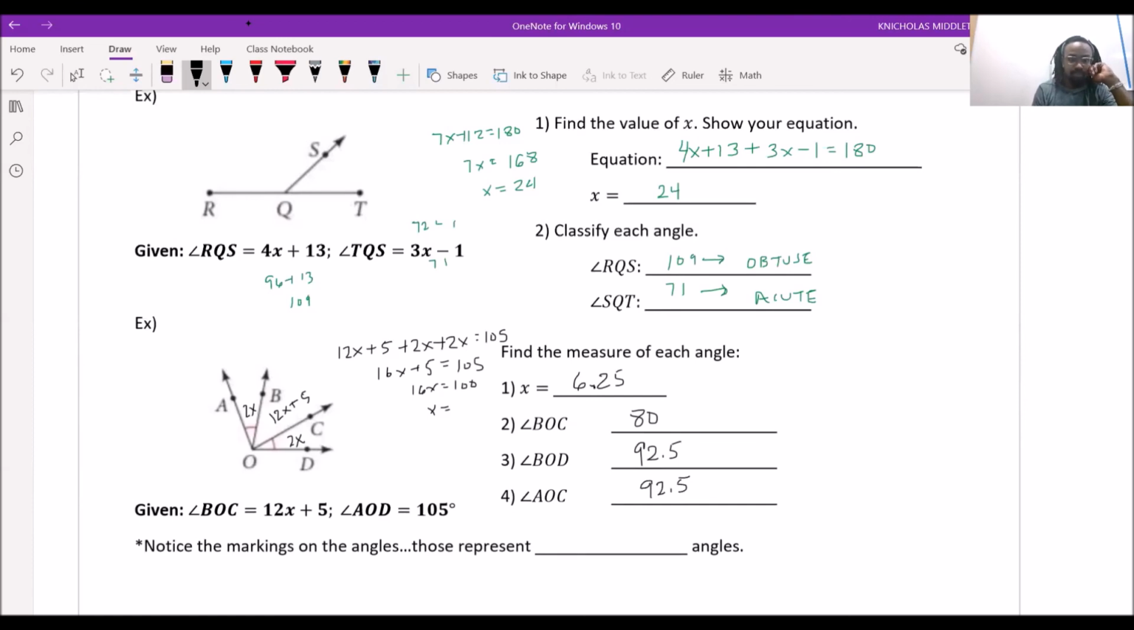Again, notice that the markings on the angles represent congruent angles. We write it that way, but for the most part, we'll write it like the equal sign with the tilde over it. All right, so that's that.